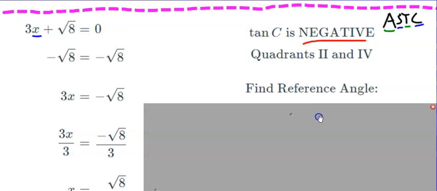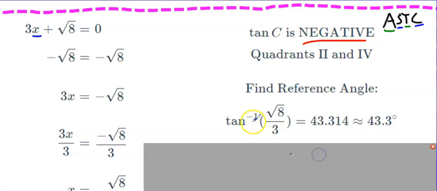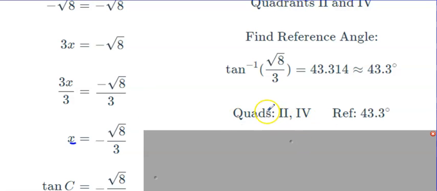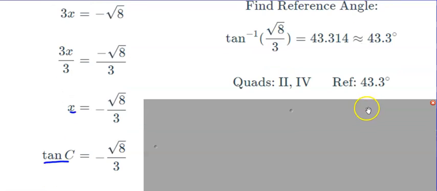So we find the reference angle now by using the inverse tangent function. So we put this in our calculator. Again, make sure it's set to degrees. 43.314, round it, keep it to 43.3. Scroll down, so now we have all the key pieces of information. We know it's in the second quadrant and fourth quadrant. We know that the reference angle is 43.3.